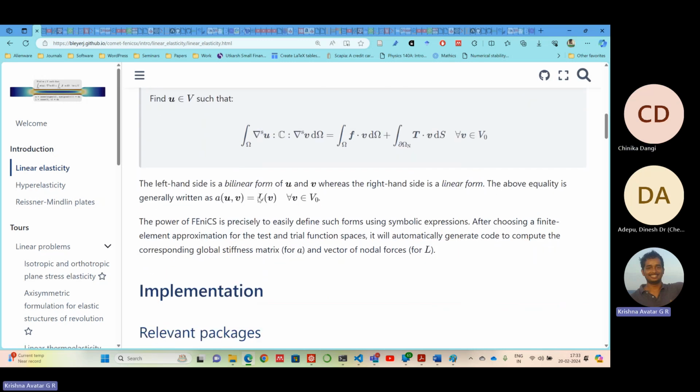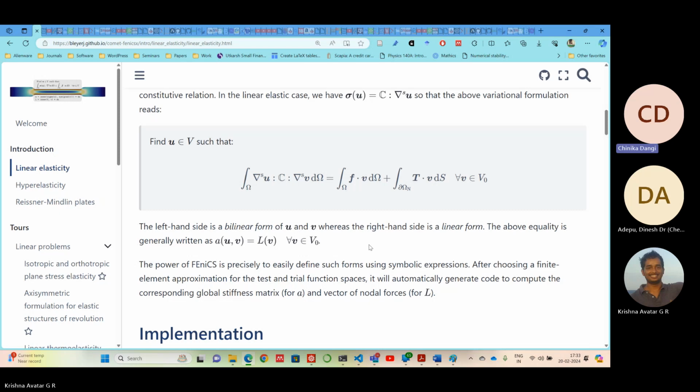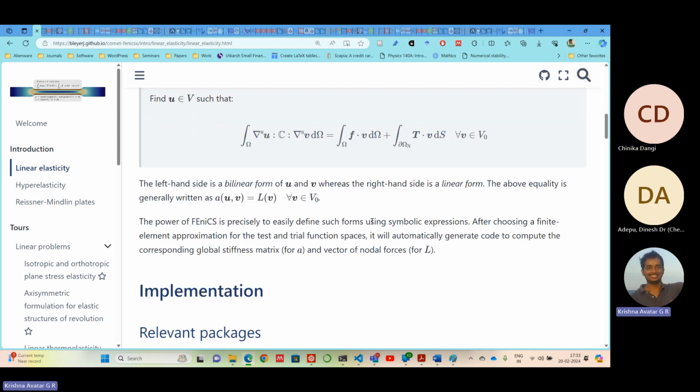This can be written as a(u, v) equal to L(v) for every v which belongs to V naught. And naught here indicates that v will have a value of zero throughout the boundary. So that is why we use this subscript naught, for test functions only, right?